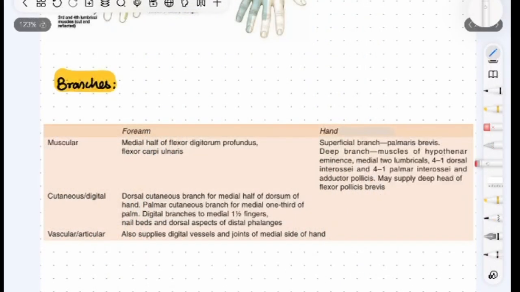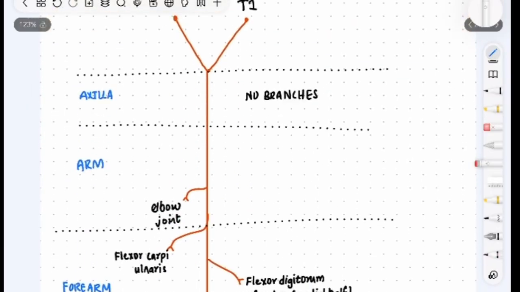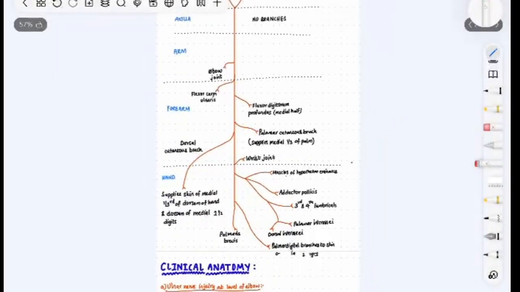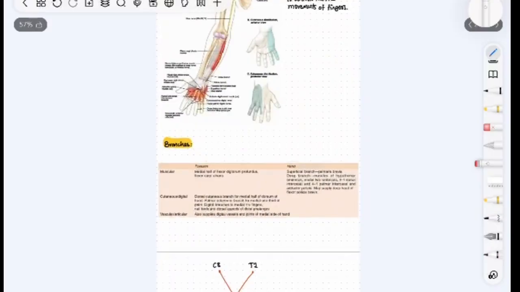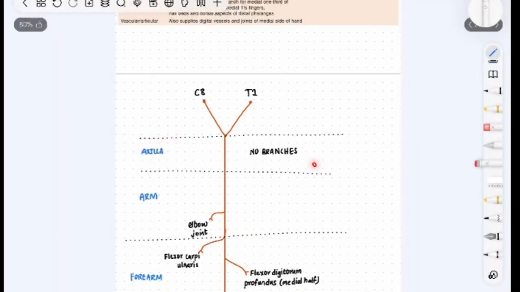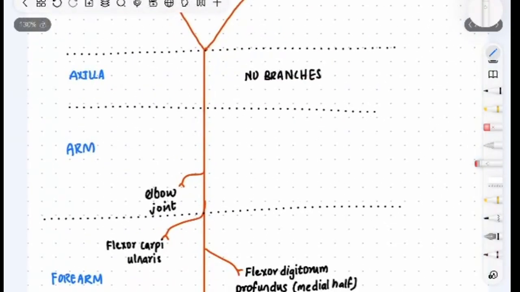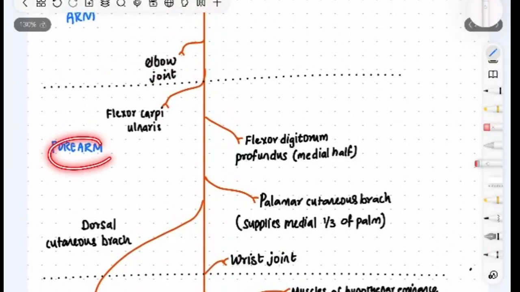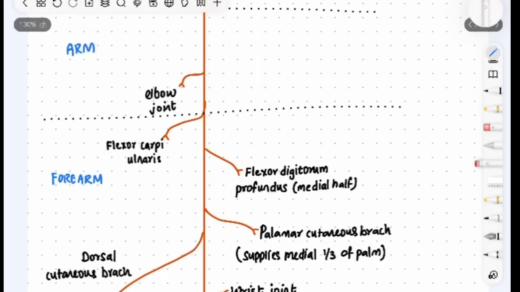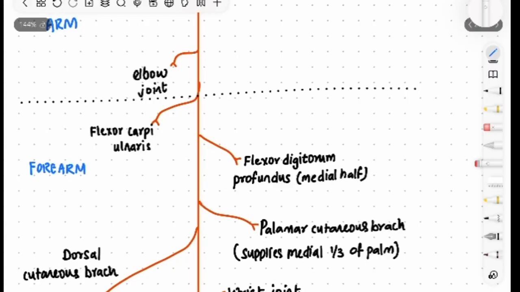Now let us talk about the branches of the ulnar nerve. When we talk about the branches, let us try to understand them in a schematic diagram, and please try to reproduce the same schematic diagram in the exam for more marks. Okay, now in the axilla, there are no branches of the ulnar nerve, whereas in the arm, it gives a branch to the elbow joint. In the forearm, as it passes between the two heads of flexor carpi ulnaris, obviously there is a branch for flexor carpi ulnaris.